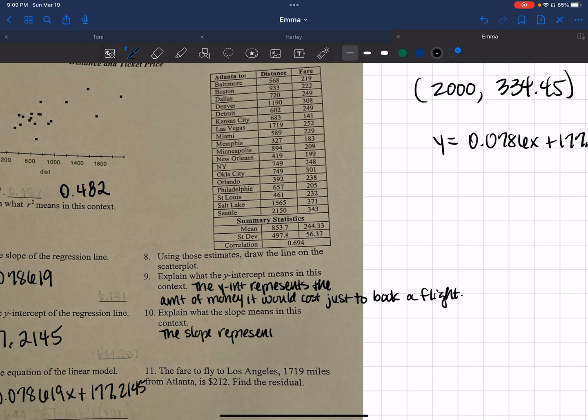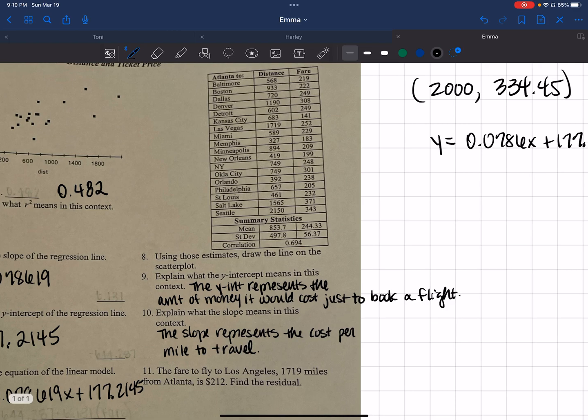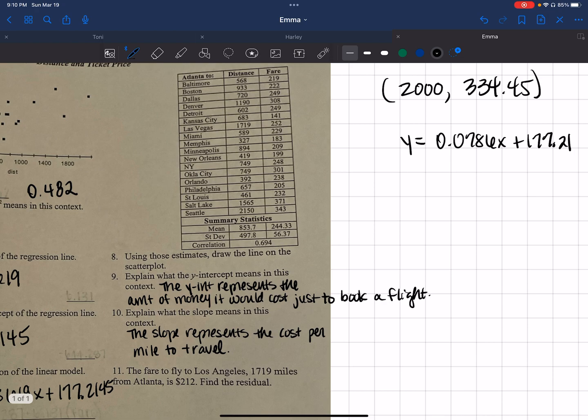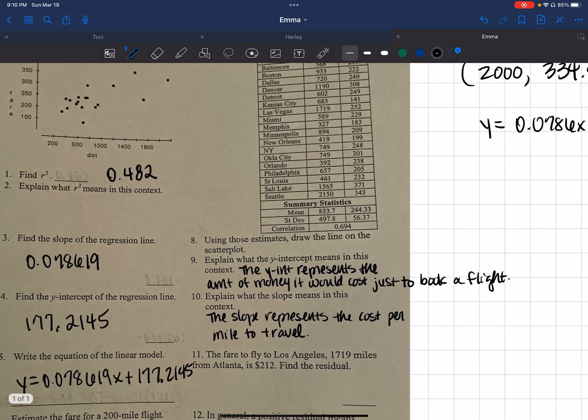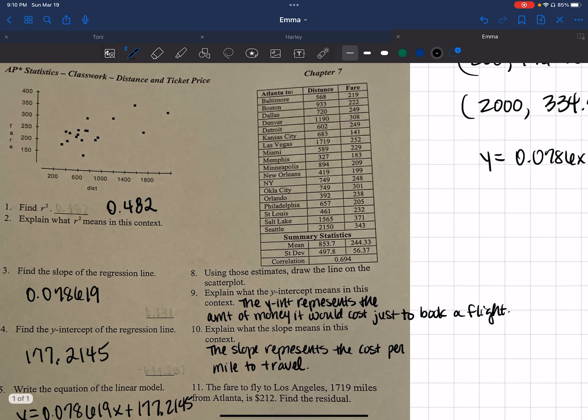It says, what does the slope mean in this context? In this context, it means that the slope represents the cost per mile to travel. So they're charging me pretty much 8 cents a mile to travel because it's 0.078.